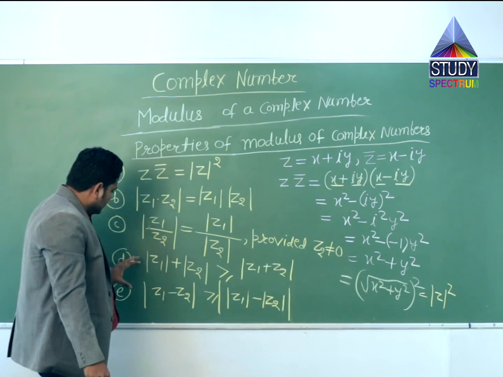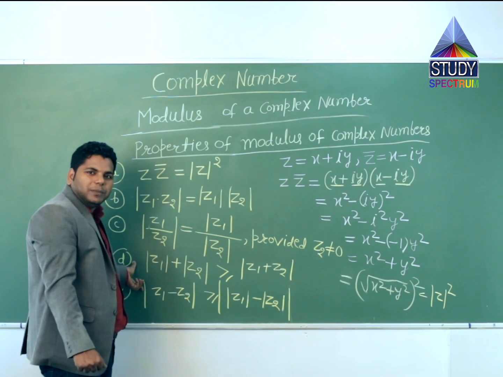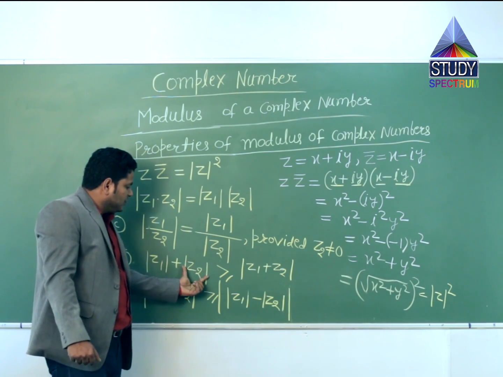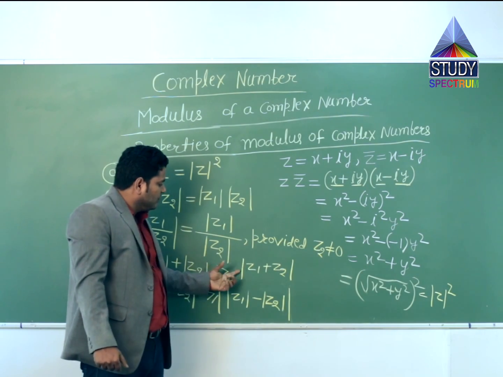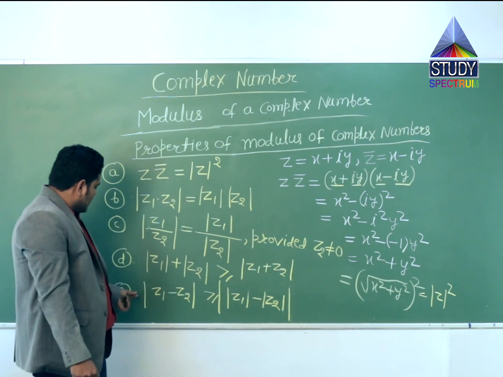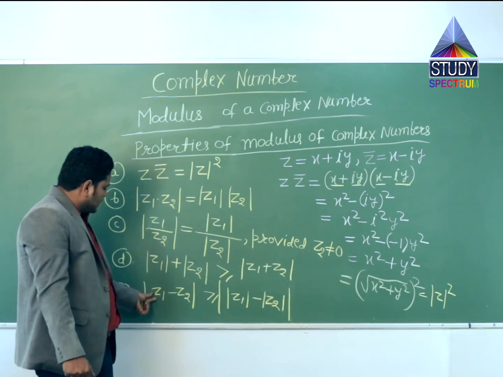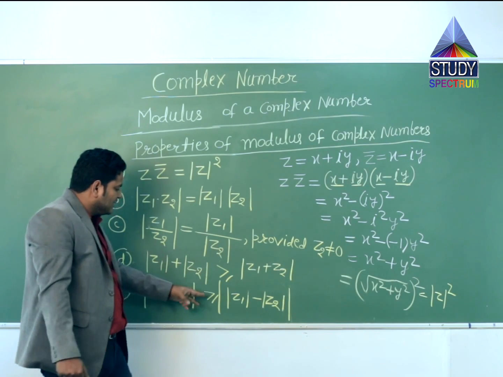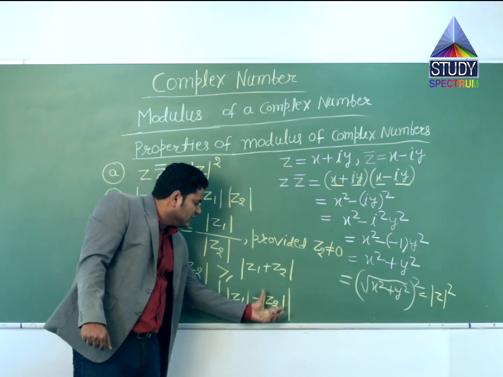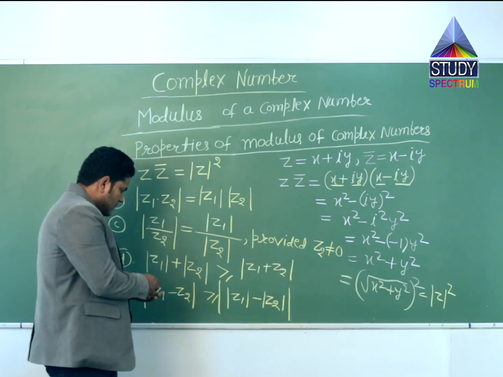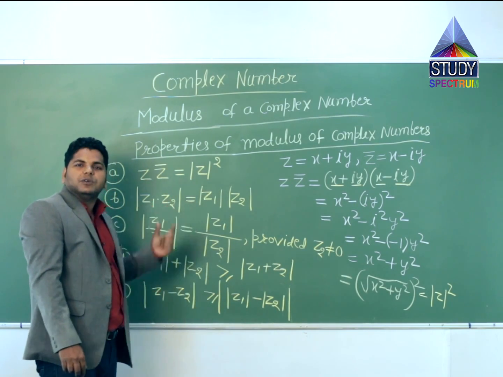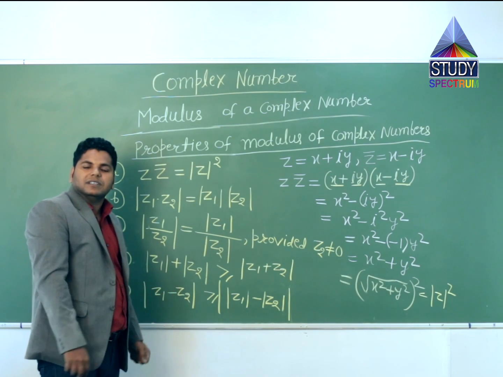Okay, now these two properties are a bit complex. Here modulus of z1 plus modulus of z2 is greater than or equal to modulus of z1 plus z2. Okay, and the fifth property is mod of z1 minus z2 is greater than or equal to mod of mod z1 minus mod z2. Okay, so these are the properties related to the modulus of a complex number.